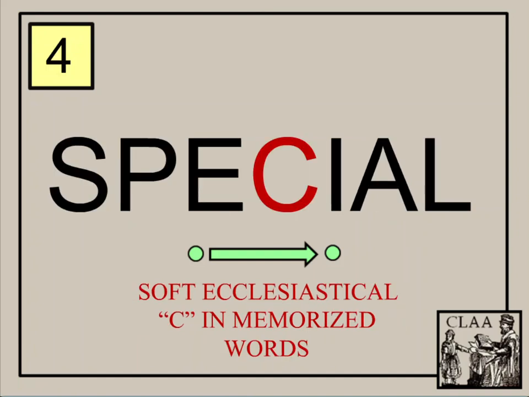The fourth sound we use to read the English letter C is a soft ecclesiastical sh, sh. This sound is only used in words that we memorize. This is the soft ecclesiastical sound sh. Let's read this word together. Special, special. You can hear the soft sound sh, special. This is the fourth sound we use to read the letter C in English words.